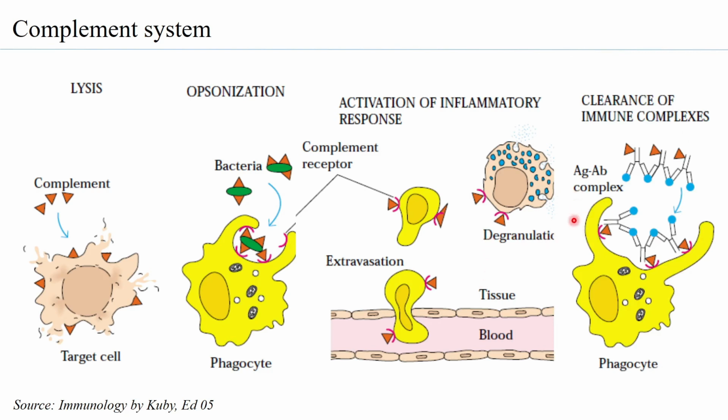Also, it can lead to clearance of immune complexes. So if you already have antigen-antibody complexes present, then the complement can bind to these immune complexes, and because of this binding, they are able to recruit phagocytes, neutrophils or macrophages, and these neutrophils and macrophages engulf the immune complexes and clear them. So this is the fourth function of the complement system. Therefore, as you can see, lysis, opsonization, inflammatory response, and clearance of immune complexes all point to one thing, and that is elimination of the foreign particulate matter.